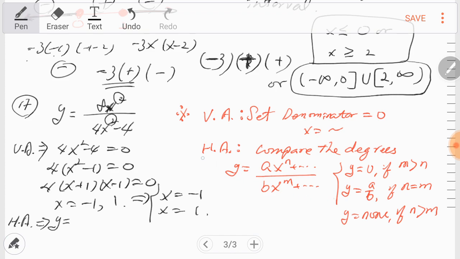Look at this one, the horizontal asymptote. If the degree of the denominator is greater than the numerator, then y equals 0, always. If the degrees of the numerator and the denominator are the same, then it is always the ratio of the leading coefficients. So 8 over 4, which is y equals 2. This is the horizontal asymptote, and this is the vertical asymptote. If the degree of the numerator is greater than the degree of the denominator, then there's no horizontal asymptote. So I should write no horizontal asymptote.